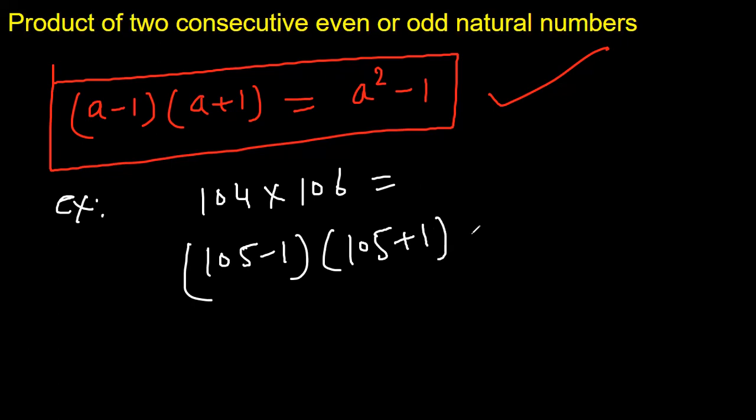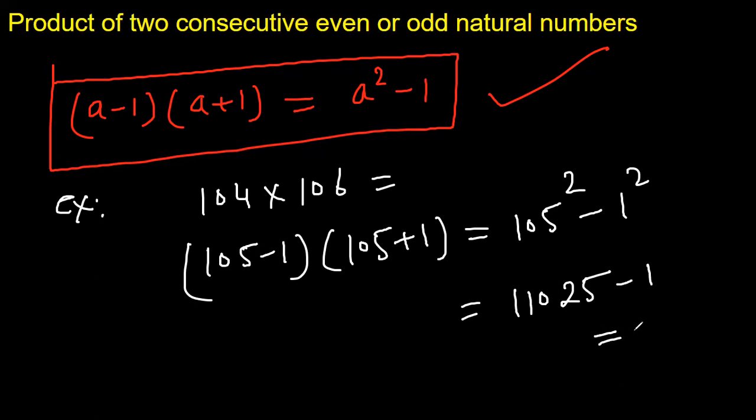This is using the formula above. This can be 105 squared minus 1 squared. So the square of 105, we can easily square it: 25, and 11 into 10, that is 110, and minus 1. So your answer would be 11024. That would be the product of these two numbers.